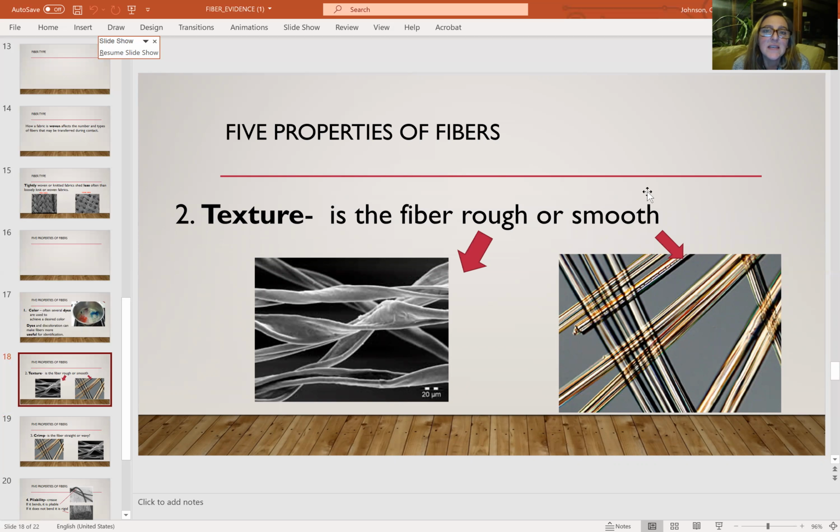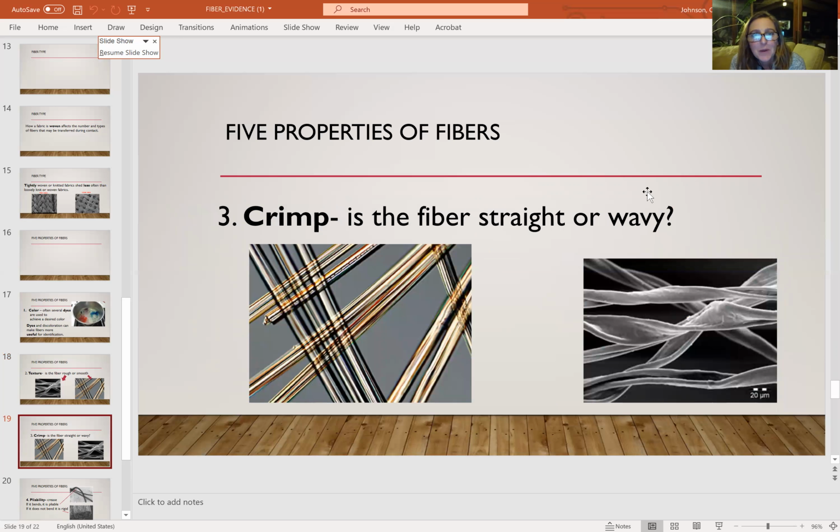So you can see that there's a rougher texture to the one on the left and a much smoother texture to the one on the right. The one on the right is the nylon fiber, and you probably have some kind of a shirt. Sports fabrics are usually made out of a nylon, and so they are a much smoother finish.